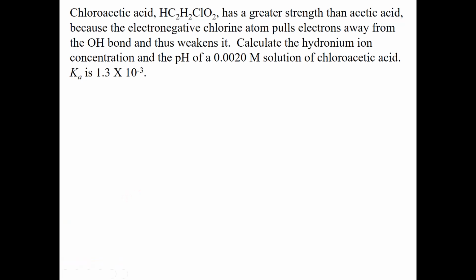So here's the problem. I have chloroacetic acid, and it wants to know what the hydronium ion concentration is, and what the pH is, if my initial concentration of HC2H2ClO2 is 0.002 molar and my Ka is 1.3 times 10 to the minus 3.